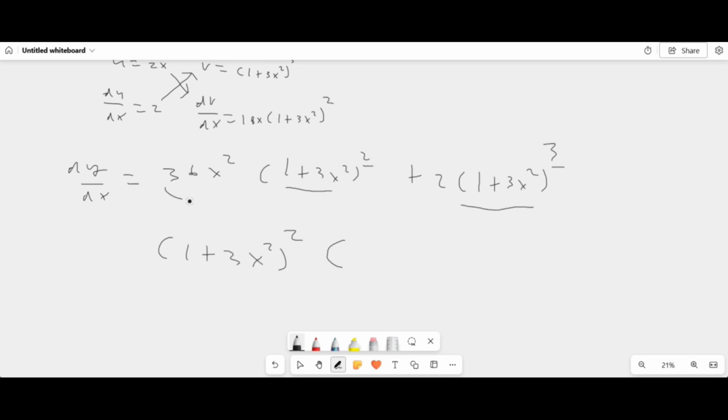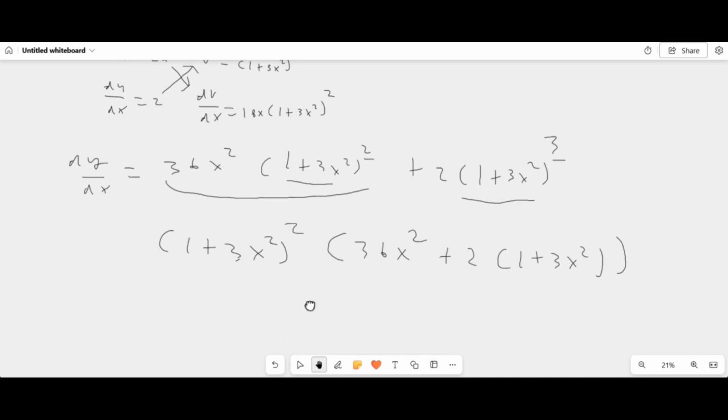So what's this 36x squared divided by that? It's going to leave us with just 36x squared. And now, what's the 2 open bracket 1 plus 3x squared to the power of 3 divided by 1 plus 3x squared to the power of 2? The 2 is going to remain, so it's going to keep the 2 there. So plus 2. And the cube is going to become 1, because you're doing 1 plus 3x squared to the power of 3 divided by 1 plus 3x squared to the power of 2. So we're just left with 1 plus 3x squared, just one of those. So we'll get that situation there.